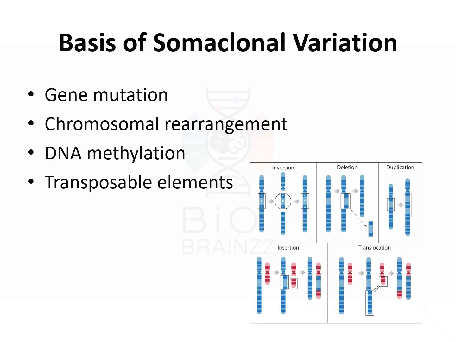Somaclonal variation arises due to several molecular mechanisms. Gene mutation may occur during cell division in culture. Chromosomal rearrangements such as deletions, duplications, or translocations can also take place. Epigenetic changes like DNA methylation and activation of transposable elements further contribute to variations. Stress conditions in tissue culture, including hormonal imbalance and artificial environment, often trigger these genetic alterations.